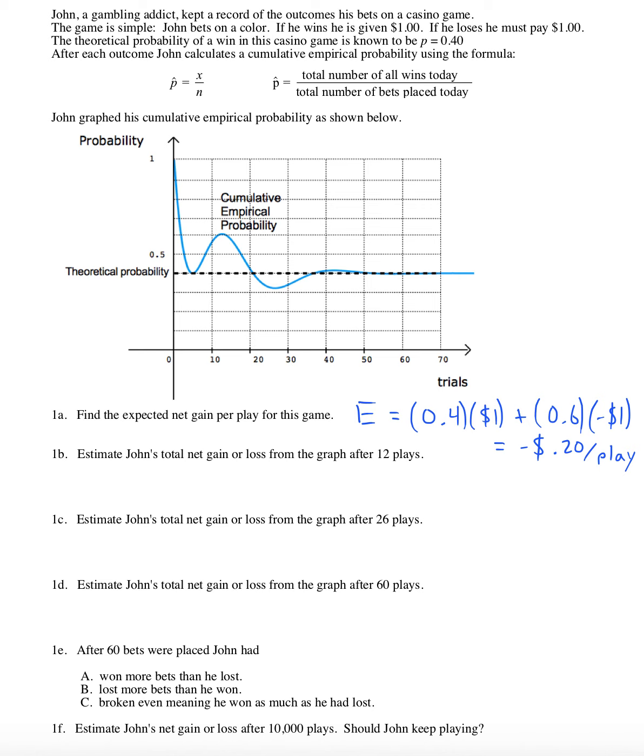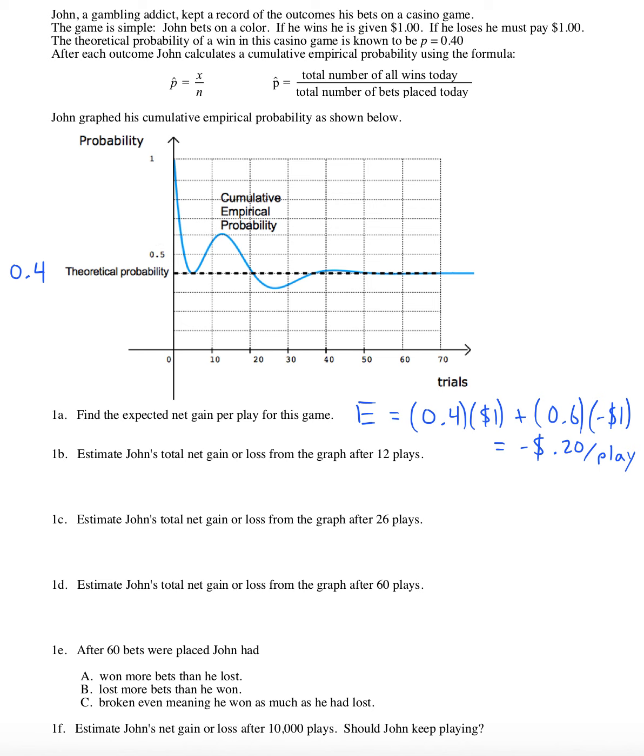If it came out 0, it would have been a fair game, and he would have broken even. Since it comes out negative, it means over the long run, he's going to tend to lose on a play. But that means the casino is going to win on a play, on average. So let's take a look at the graph that he made.